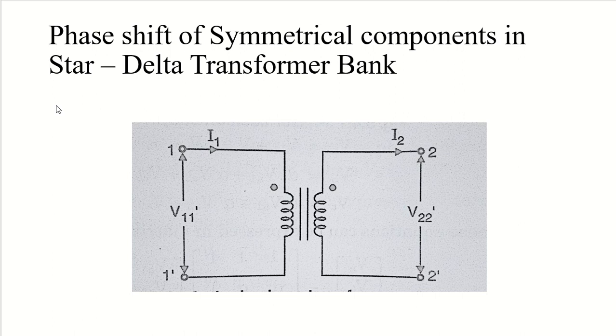In the very last lecture, we discussed positive phase sequence, negative phase sequence, and zeroth phase sequence. And then we also discussed the symmetrical components of unsymmetrical phasors. In that we derived the equation for voltages, and the same can be derived for the current as well. And today we are going to discuss the phase shift of symmetrical components in star delta transformer bank.